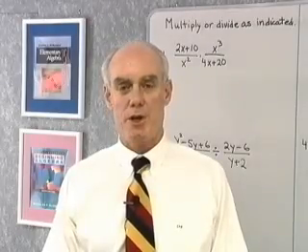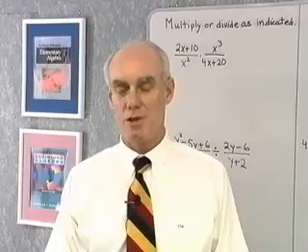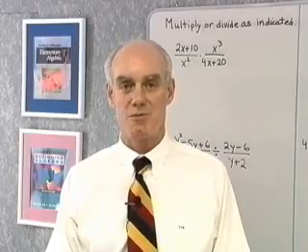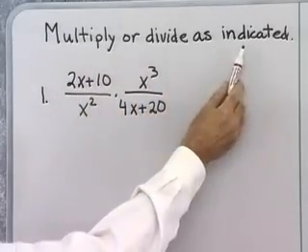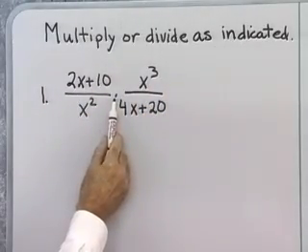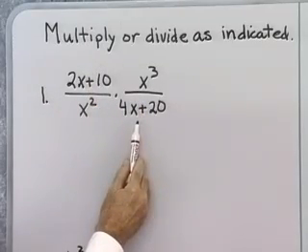Now we want to do multiplication and division with rational expressions, and as you'll see, the major step really is very similar to reducing rational expressions to lowest terms. Here it says multiply or divide as indicated. So if it's multiplication, I'm going to multiply. If this was division, I would divide. I have this rational expression times this rational expression.